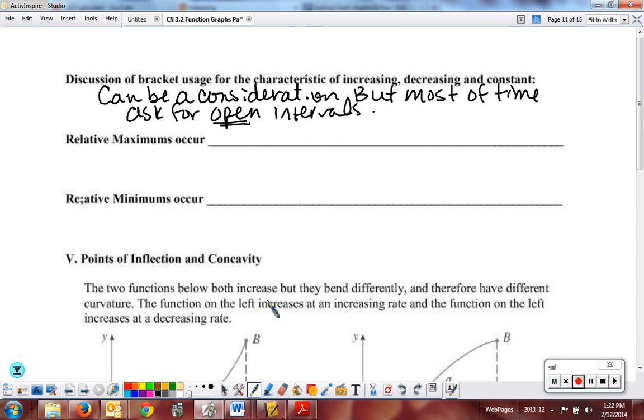All right. Where do relative maximums occur? What must the behavior of the function be before the max versus after the max?